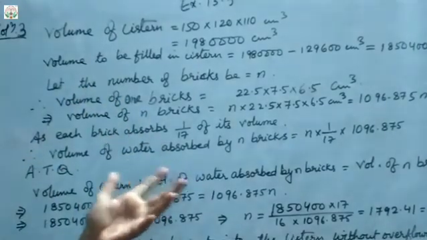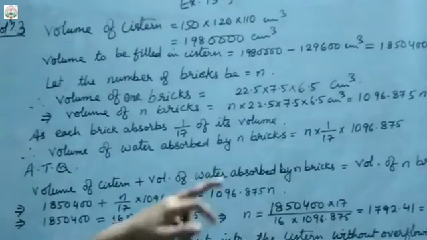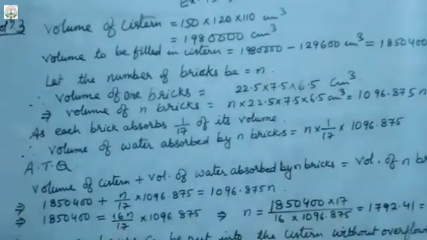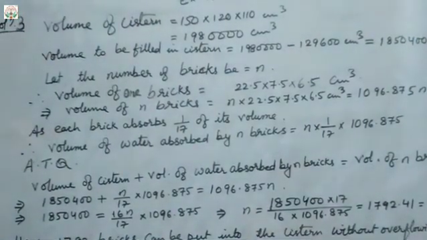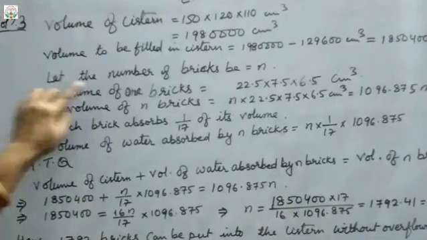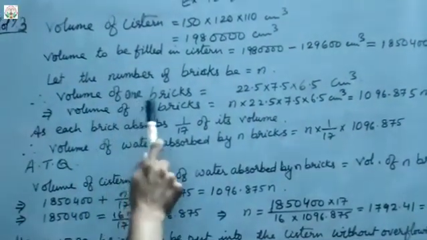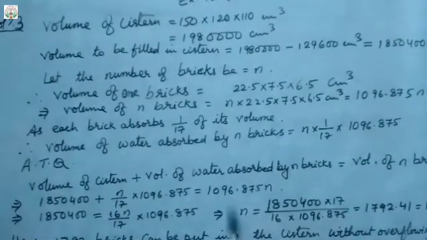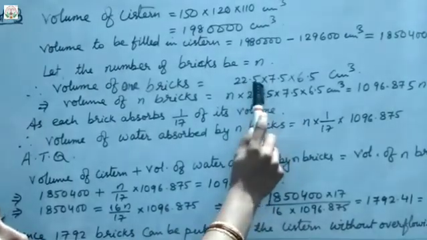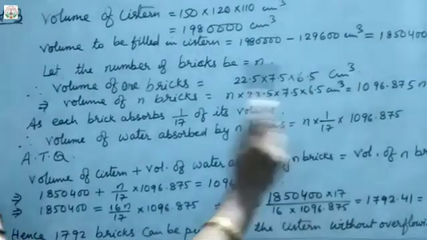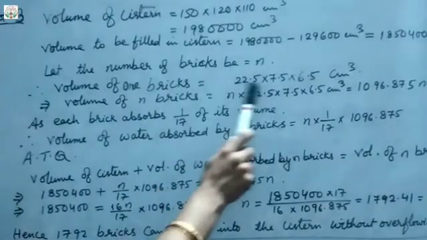Now let the number of bricks. We do not know how many bricks can be put inside it to bring the water level to the brim level up to the top without flowing water out of the cistern. So let the number of bricks be n. Volume of one brick is 22.5 into 7.5 into 6.5 cubic centimeter.